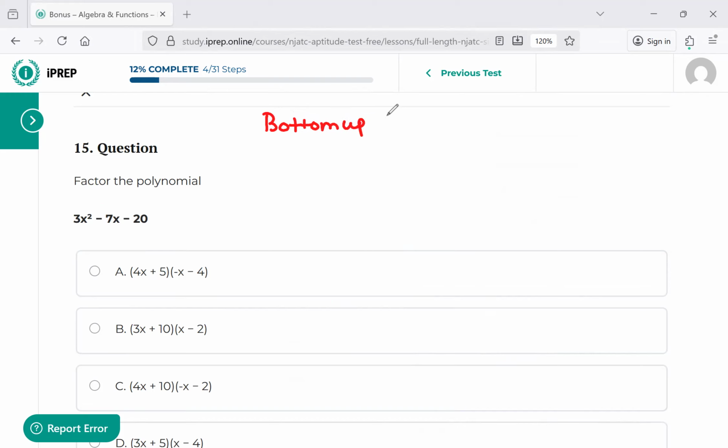And why do we use bottoms up factoring for this one? Because the A is no longer 1, our A is 3. So what's the first step? You're going to rewrite this problem as if 3 does not exist, and then the last term will no longer be negative 20. It would be 3 times negative 20.